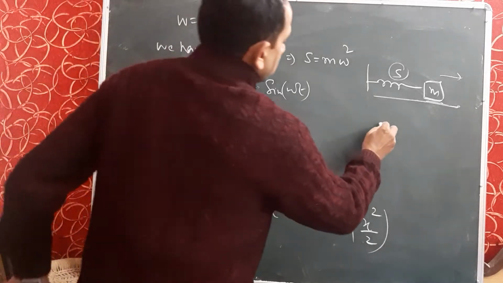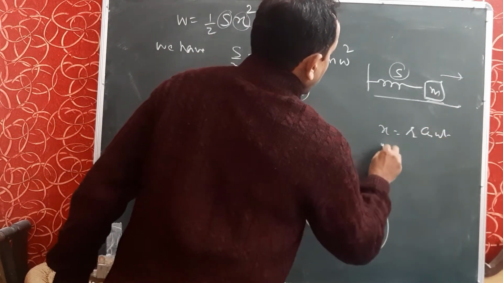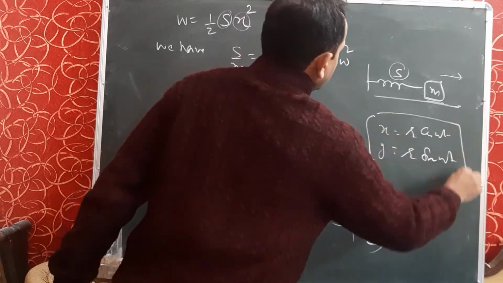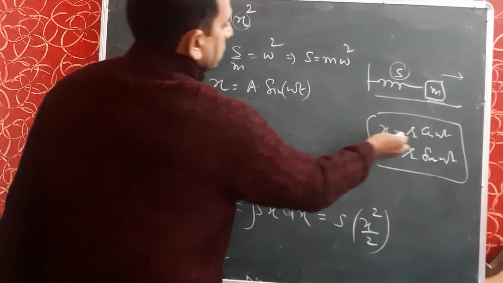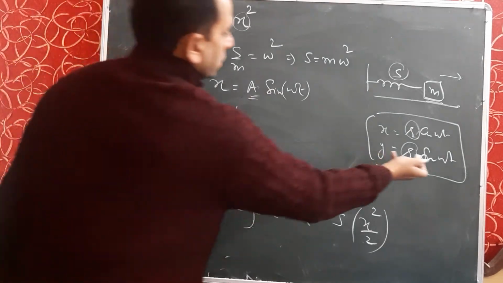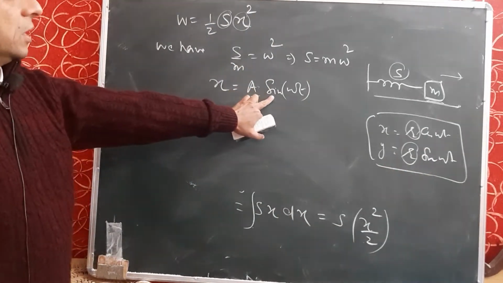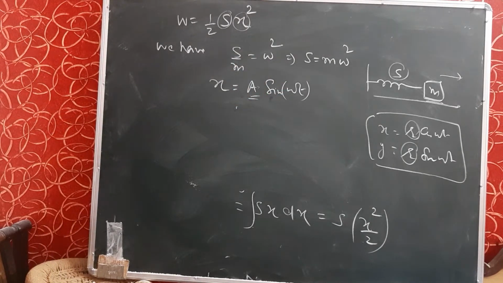We have written x equal to r cos omega t and y equal to r sine omega t. So in general I am taking this x as any constant, it may be r or it may be A, and sine or cosine are both harmonic functions. I have chosen sine as the harmonic function. You can also choose cos, but I have chosen sine.